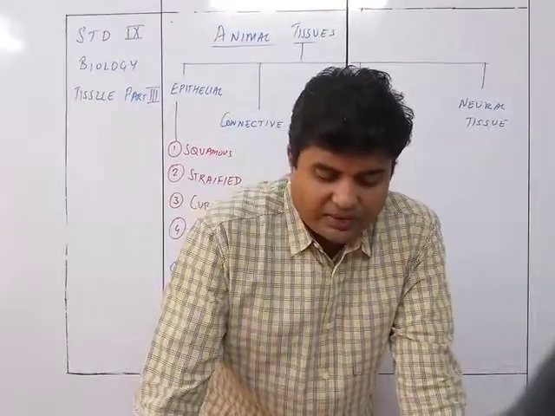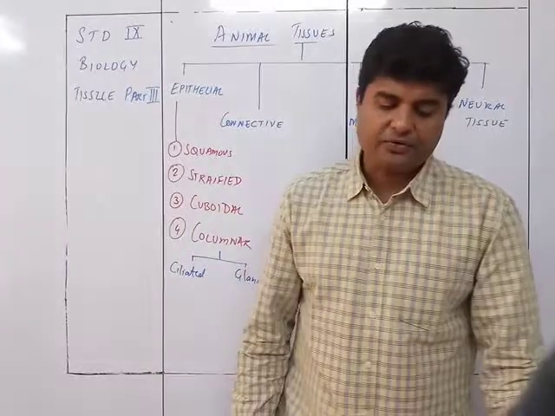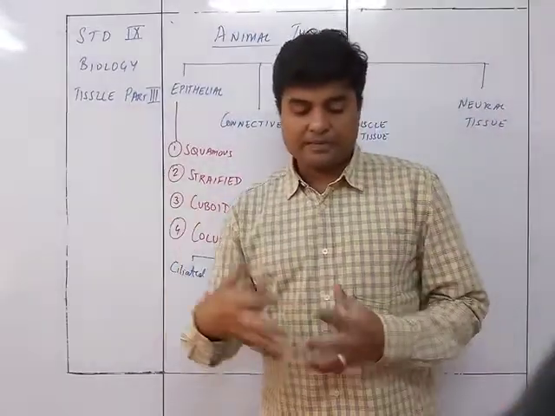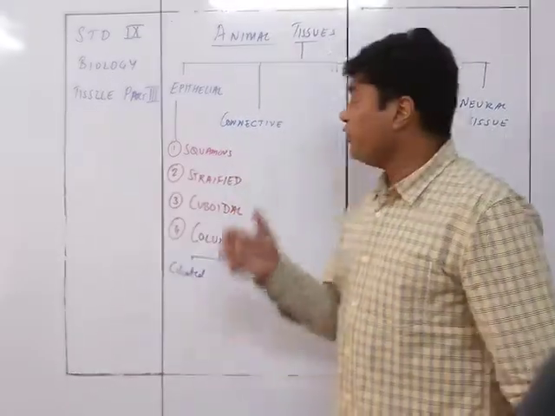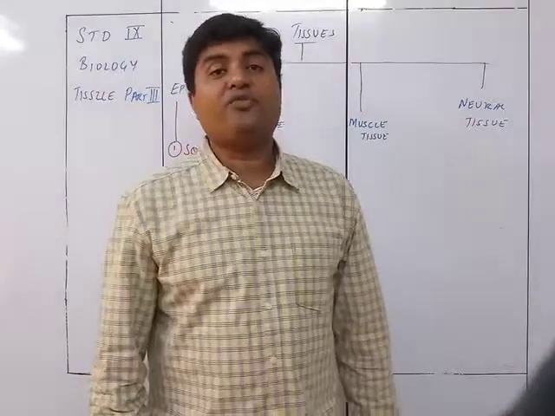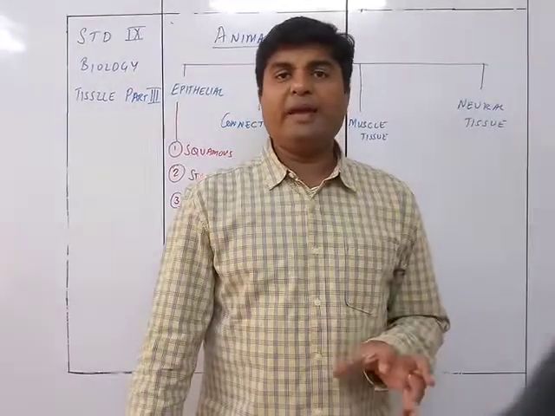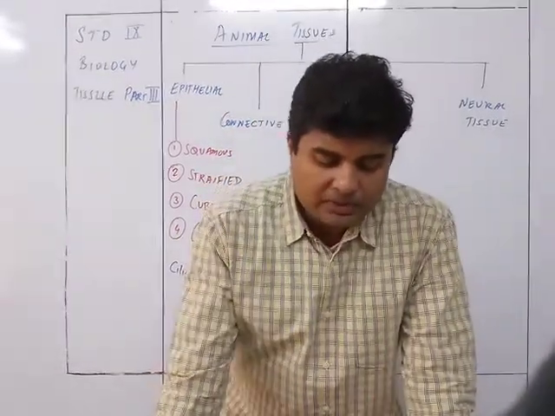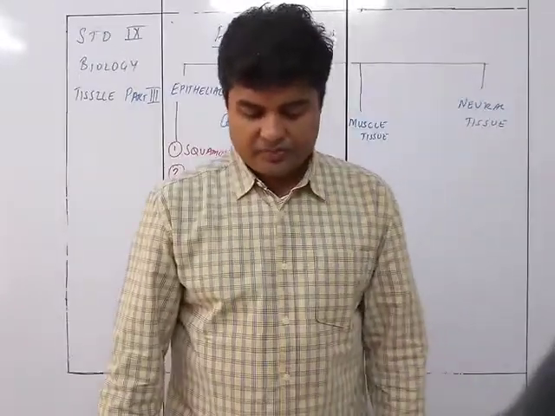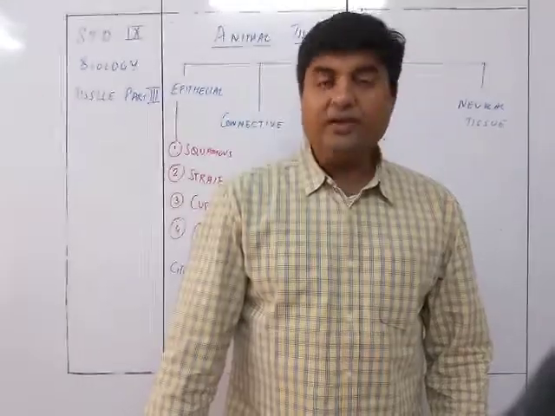These are the three things. What are the main characteristics of the connective tissue? That they have intercellular substance, like the matrix. They have fewer cell elements, and finally they have fibers. So these are the three main characteristics. Now the connective tissues are classified into three types: connective tissue proper, supportive connective, and fluid connective.